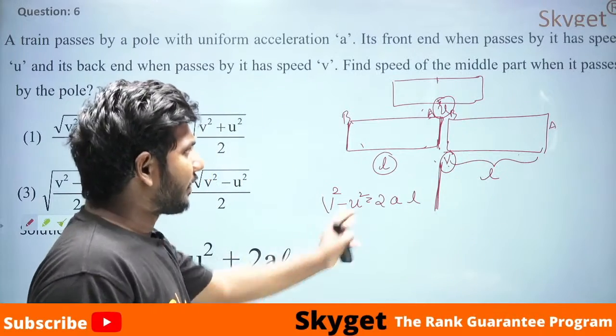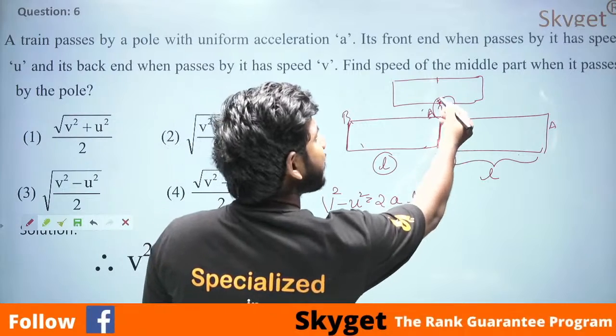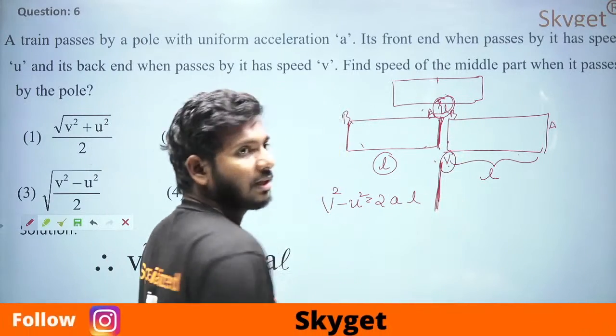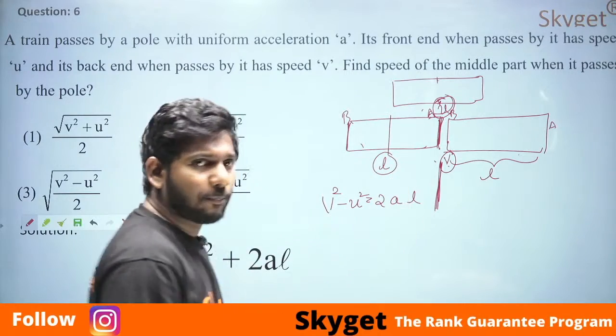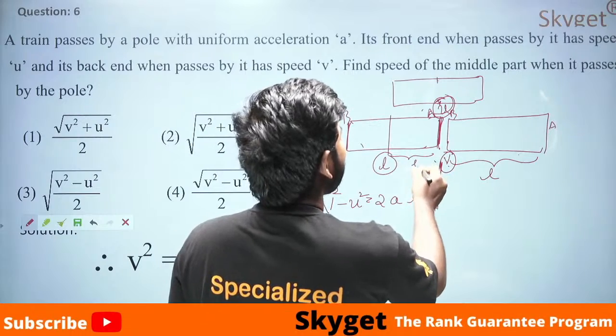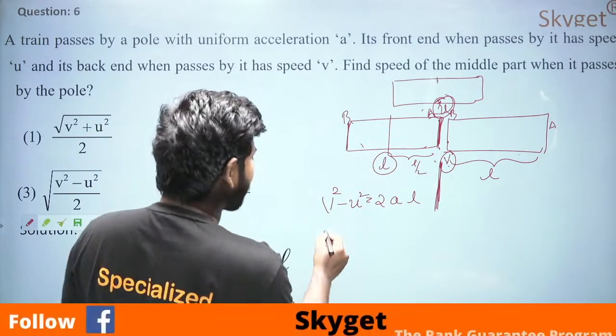Similarly, if I want to write another equation, the initial velocity is u when the train's starting point is at the pole, and when the train's midpoint is at the pole, the distance traveled by the train, students, is L by 2. Then I am considering the velocity of the midpoint of the train to be some P.